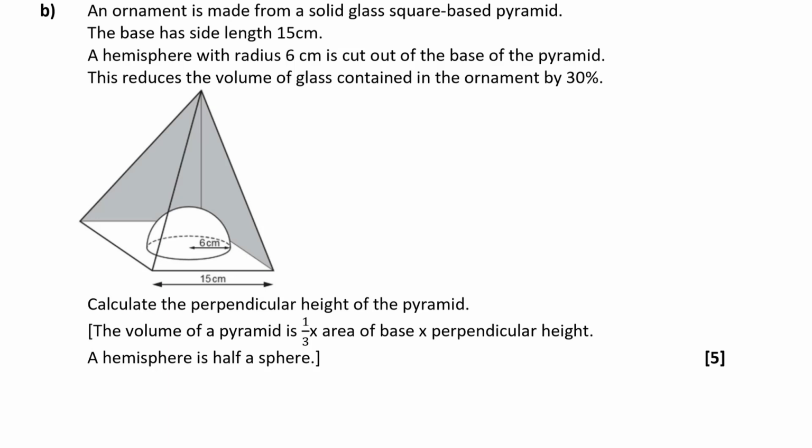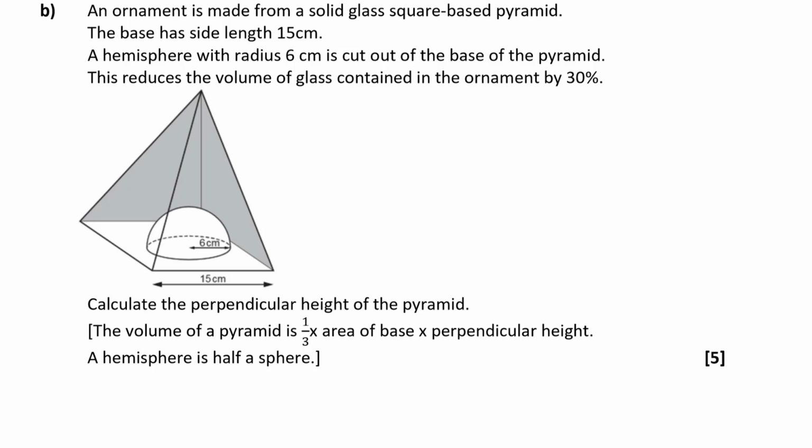Part B says an ornament is made from a solid glass square base pyramid. The base has side length 15 centimeters. A hemisphere with radius 6 centimeters is cut out of the base of the pyramid. This reduces the volume of the glass contained in the ornament by 30%. Calculate the perpendicular height of the pyramid. We've handily been given the volume of a pyramid formula, which is 1/3 of the area of its base times its perpendicular height. Oh, and it's telling us that a hemisphere is half a sphere, if we didn't already know that.